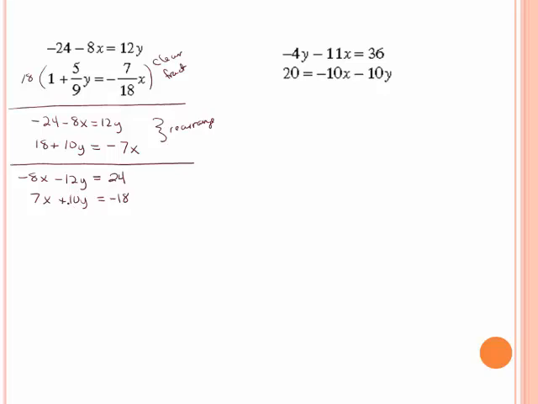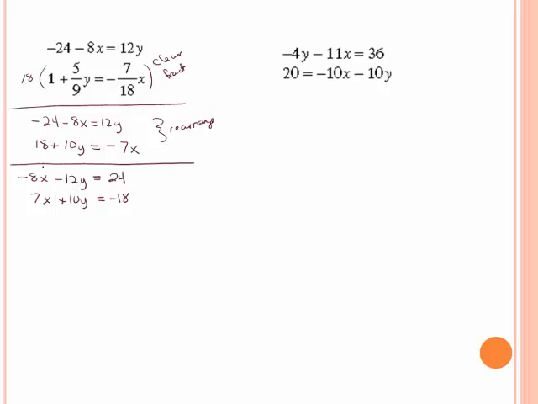8 and 7 will both go into 56. So if I have to, I can use that one. 10 and 12 will both go into 60. So it's a matter of deciding, do you want to work with 56 or do you want to work with 60? Do you want to get rid of the x's or get rid of the y's? It's going to be six in one hand, half a dozen in the other kind of situation. It doesn't matter which you get rid of.